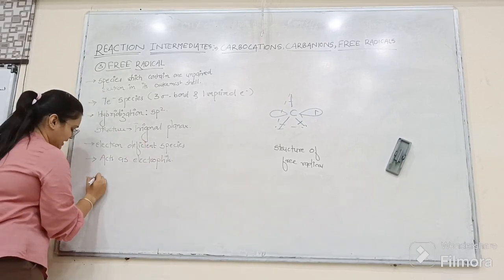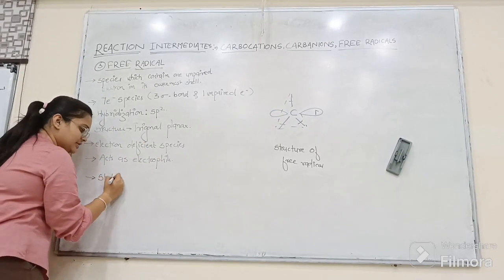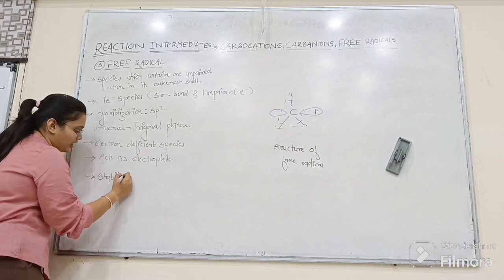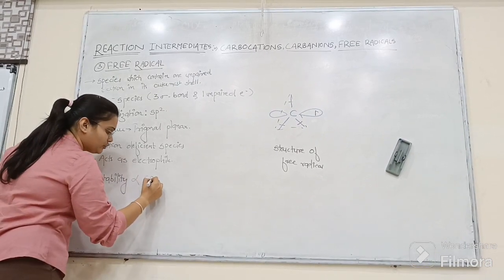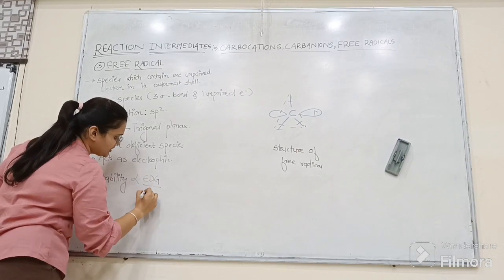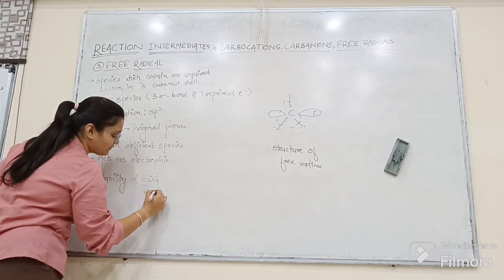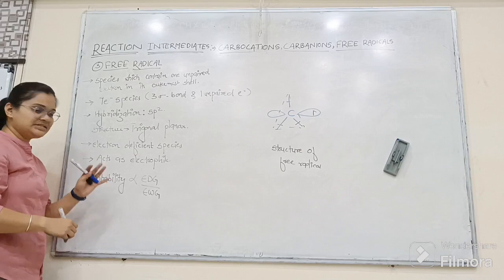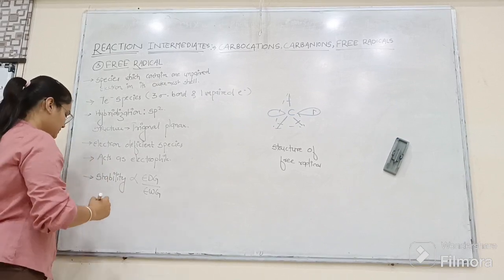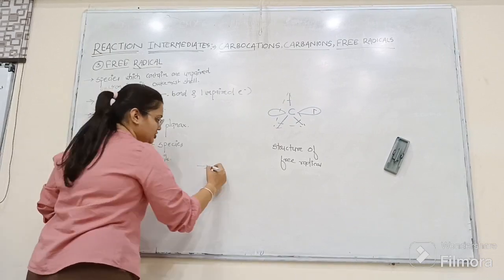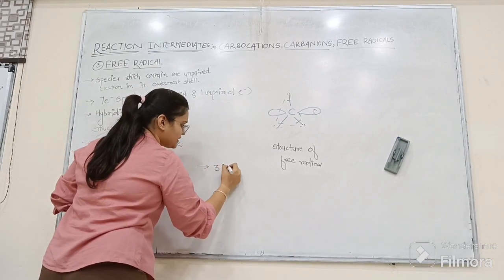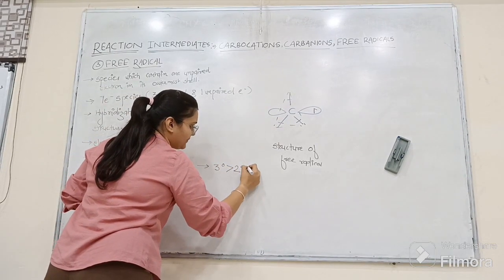Furthermore, let's discuss the stability over here. Again, the stability would be the same as that of carbocation. Stability will be directly proportional to the electron donating group, and inversely proportional to the electron withdrawing group. The examples have been discussed earlier. Similarly, a tertiary free radical would be more stable than secondary than primary.